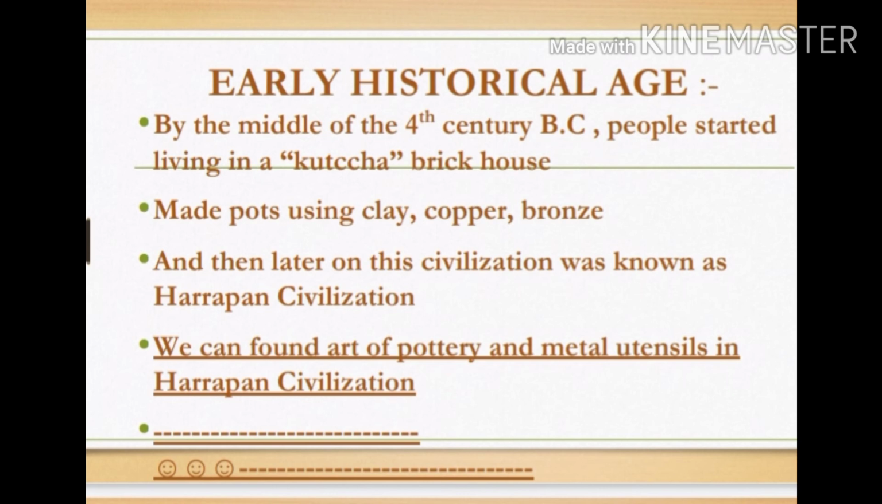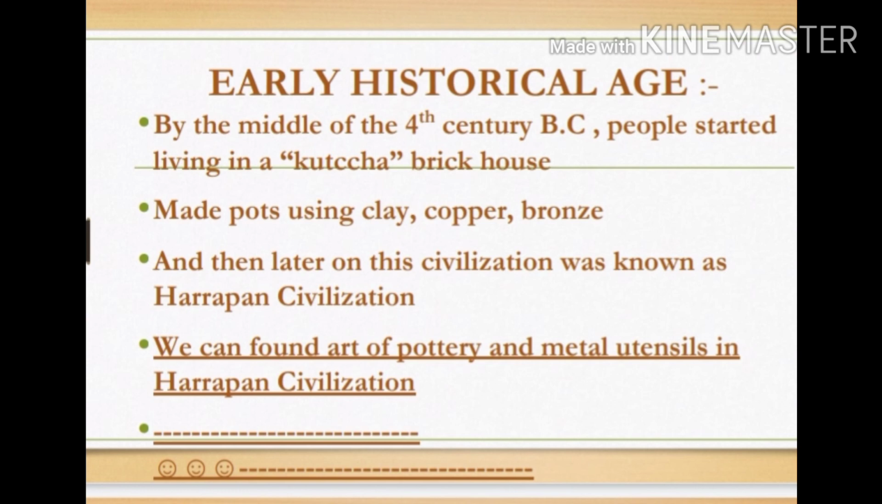And last topic, early historical age. Early historical age. Fine. So by the middle of 4th century BC, people started living in kacha brick house. Which type of house? Kacha brick house. Okay. And then after, they have started to make pots. First of all, they made pots using clay. Fine. Then they had used copper. Then after used bronze. Fine.